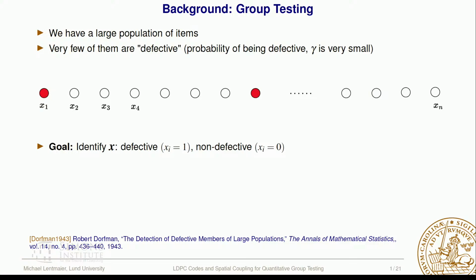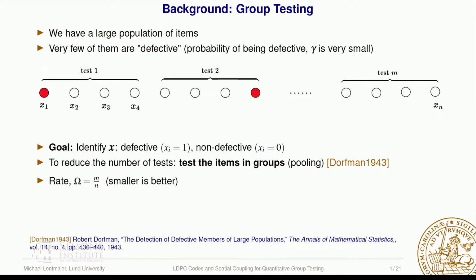In order to identify them, the trivial way would be to go through all samples and test whether they are defective, but this is complex. So the idea of group testing is to reduce the number of tests that are required by pooling those items together and do tests in these groups, like here. So you could take blood samples and mix them, and then you would identify whether one of those samples was defective, basically. And what we want to do is reduce the number of required tests, m here, and we use the rate to somehow say how good this scheme is.